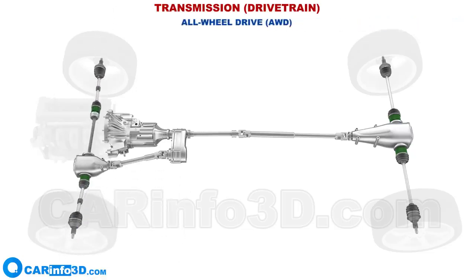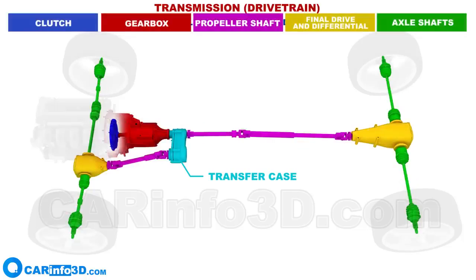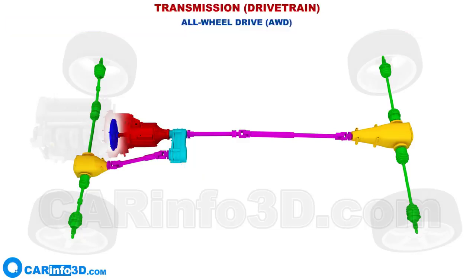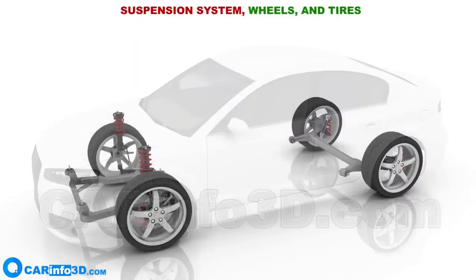And this is an all-wheel drive transmission. In this case, torque is supplied to both axles, full-time, or on demand. Its components also include a transfer case, which can be installed in the same housing as the gearbox. The differential, final drive, and propeller shaft are duplicated on the driving axles. Let's return to the front-wheel drive transmission and move on to the next systems.